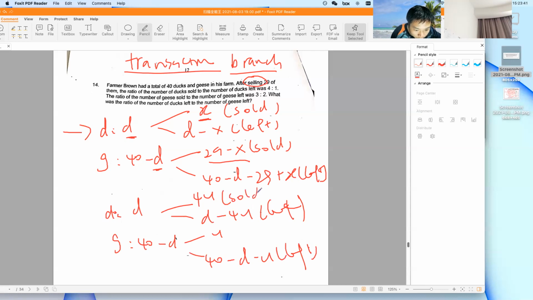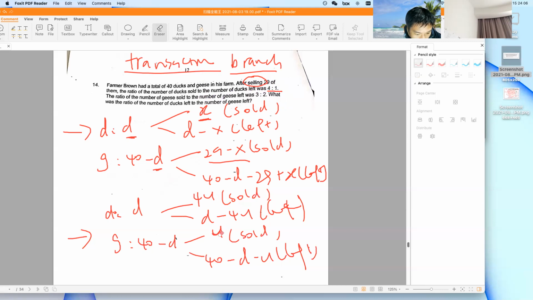This is so, and this is so. Okay, so I think this approach is better because I can quickly get the answer. Okay, so therefore that means this is the ratio, the number left. Oh, okay.